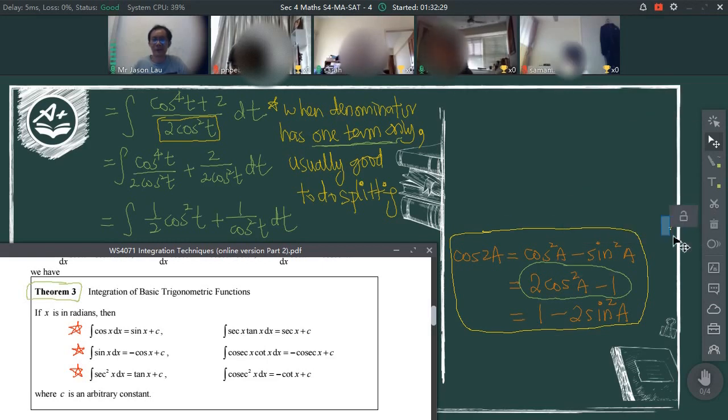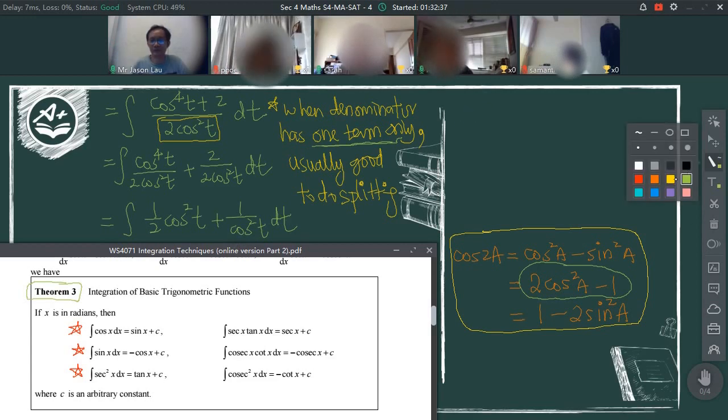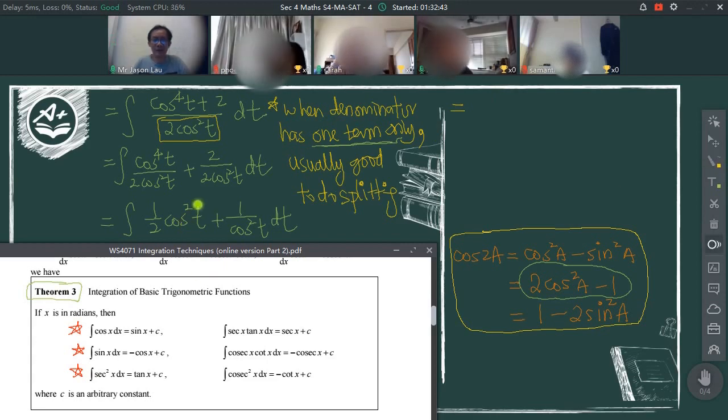Okay, coming to this part. Now you have your cosine square and 1 over cosine square. What decision to make? Yeah, you find cosine square again is not featured in any of the formulas. Only the secant square and the cosecant square are. So cosine square is no good. But this one is good, because this is your secant square, right? Your second term is your secant square, which is good.